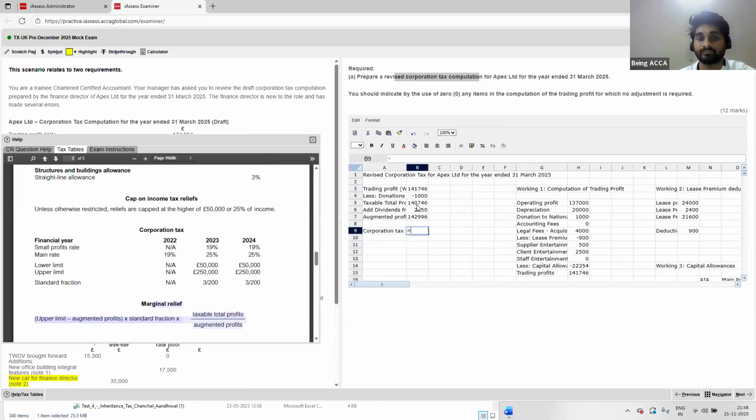So now we'll take the taxable total profits to be 147,46, on which 25% corporation tax is calculated, giving us a total of 35,187. From this, we deduct less marginal relief. How do we calculate marginal relief? The entire formula will be given to you, so you really don't have to remember anything in that. You just have to understand the concept that marginal relief is calculated when the taxable total profits lie within the threshold between the lower limit and the upper limit.